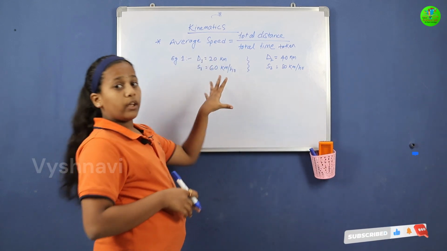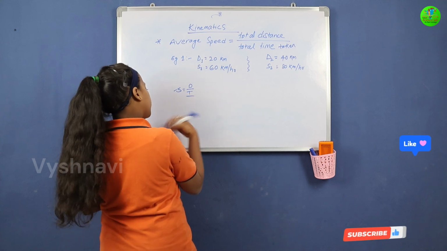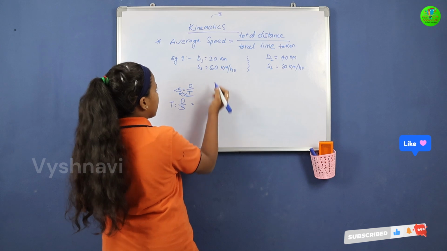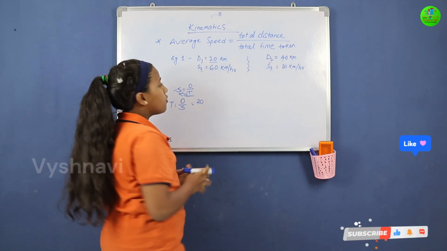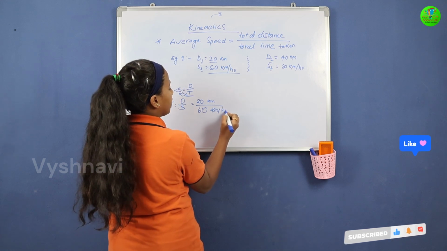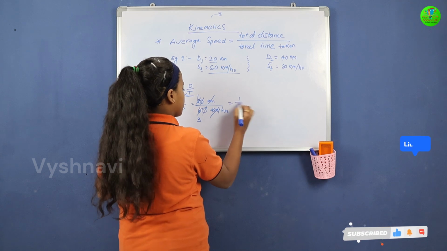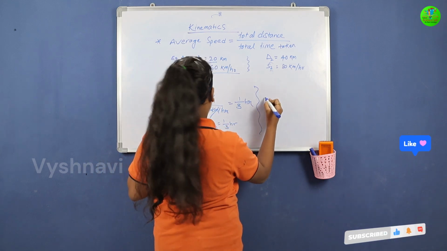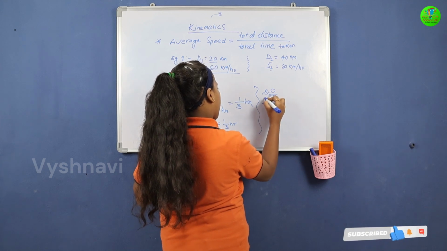See, now they didn't give the time, they gave the distance and speed. What is the formula? Speed is equal to distance by time. But they didn't give time, so what should we do? Time is equal to distance by speed. What is distance 1? 20. Now we should find that time, T1. Time 1 is 20 kilometers by 60 kilometer per hour. Kilometer units cancel, zeros cancel, 2 ones and 2 threes. So T1 is equal to 1 by 3 hour. And for T2, speed is equal to distance by time, so time is equal to distance by speed.